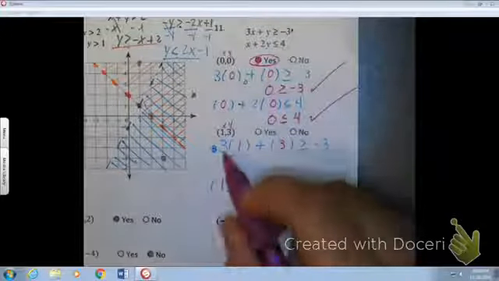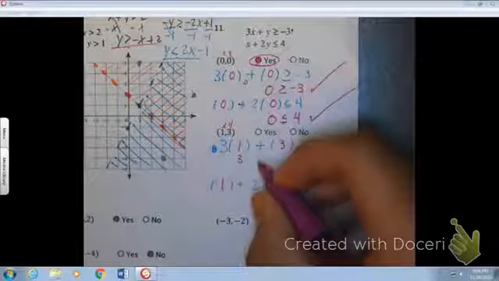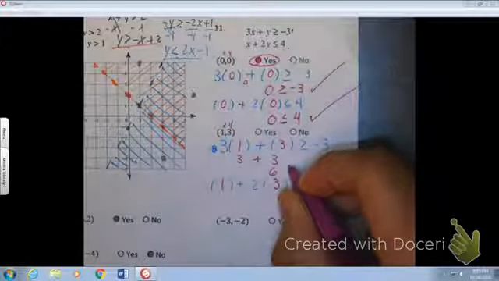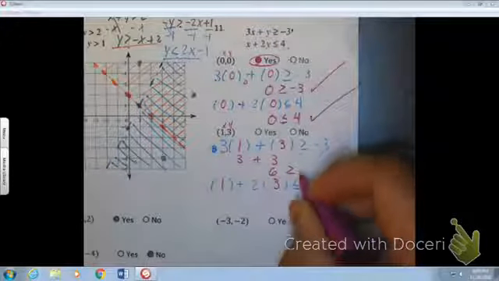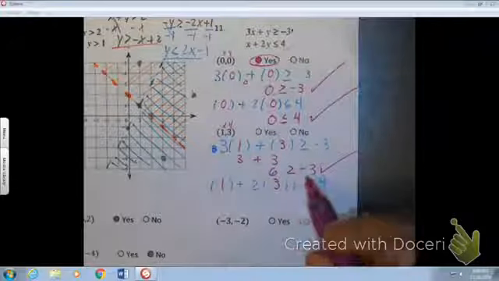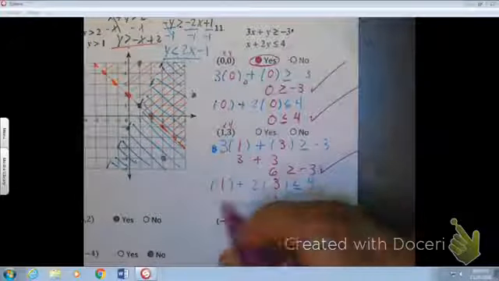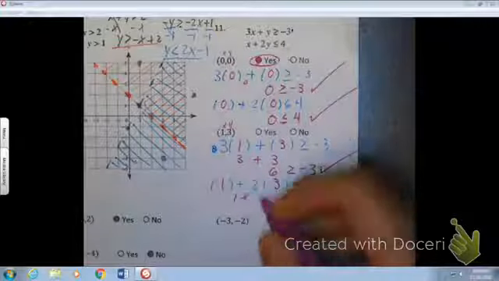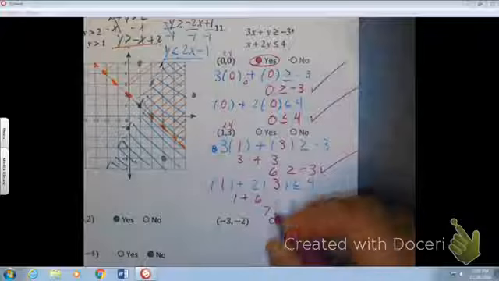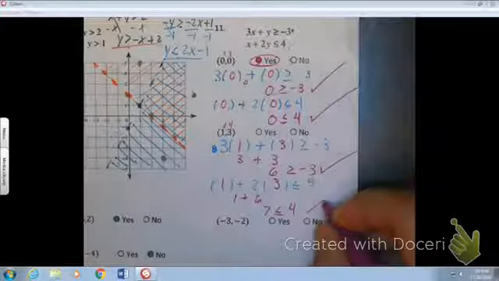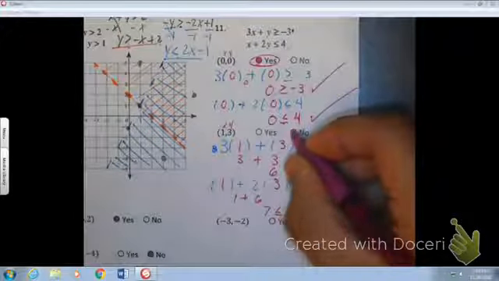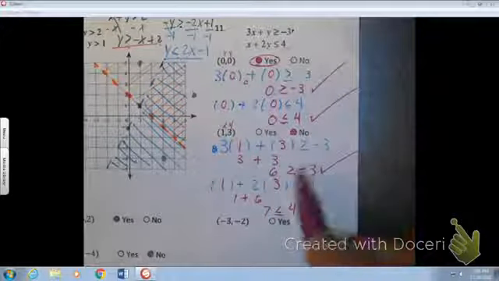So in here we have 3 times 1, which is 3, plus 3 is equal to 6. Is 6 bigger than negative 3? Boom. Yes. 6 is bigger than negative 3. Let's see the other one. 1 plus 6 is 7. Is 7 less than or equal to 4? No, this did not work out. So this is not a solution. We have to have both of them to work out. We only had the first one.